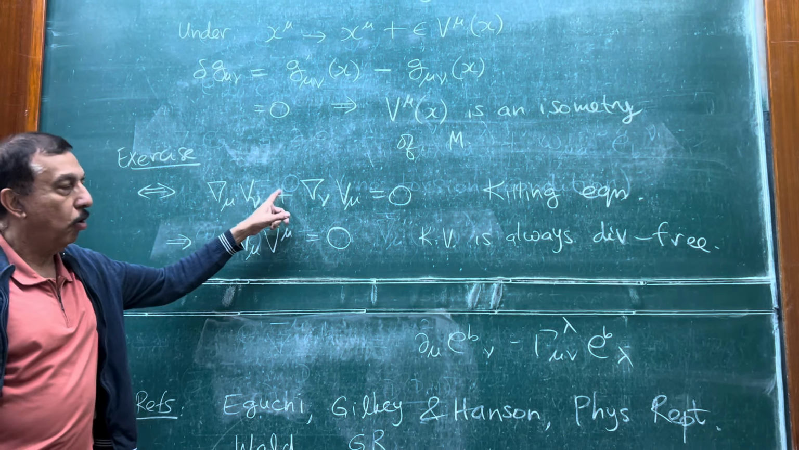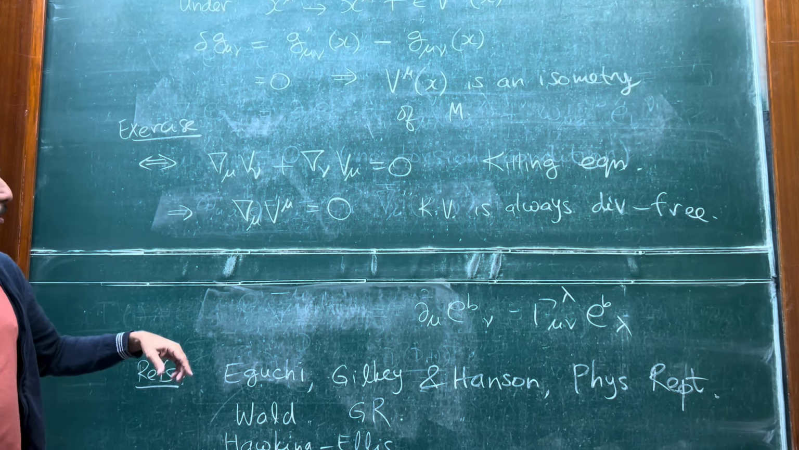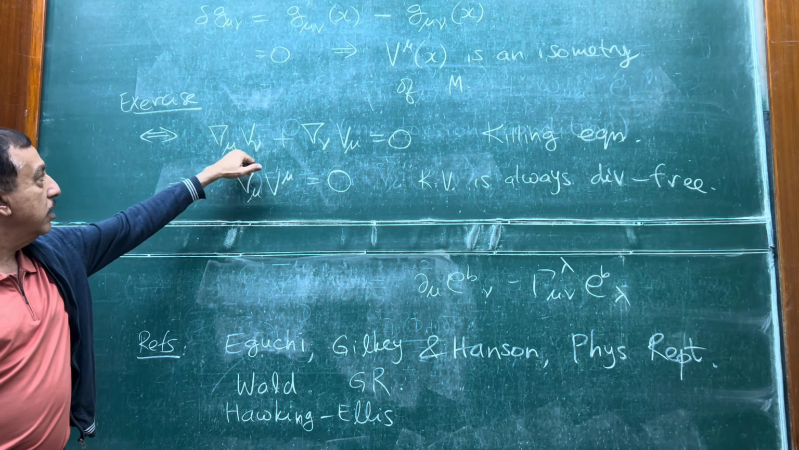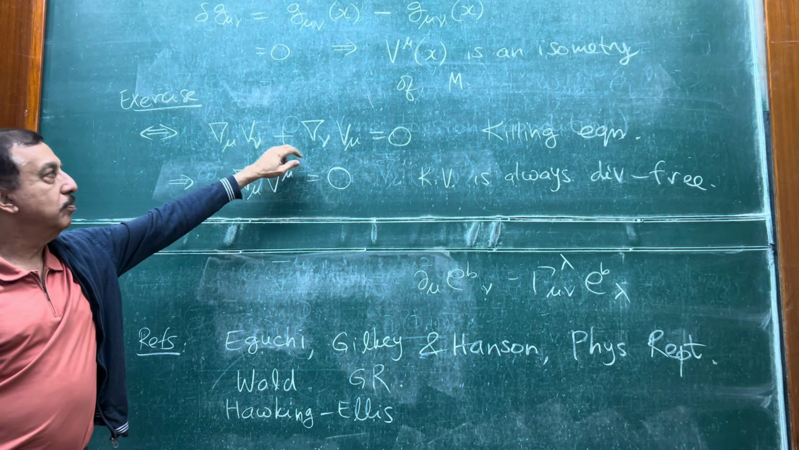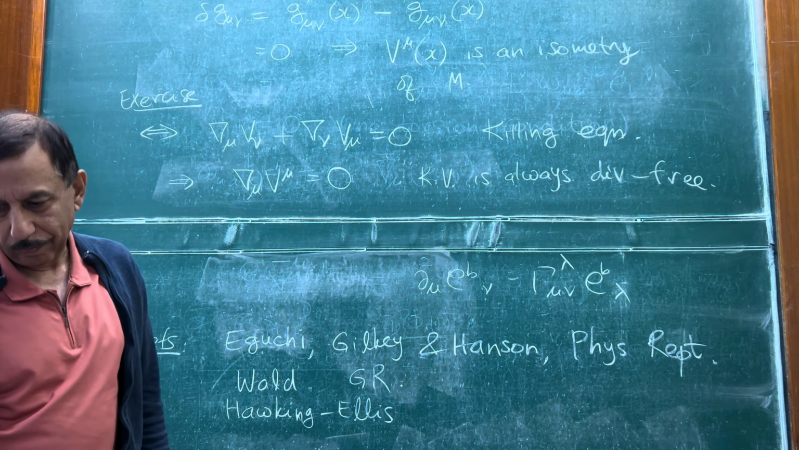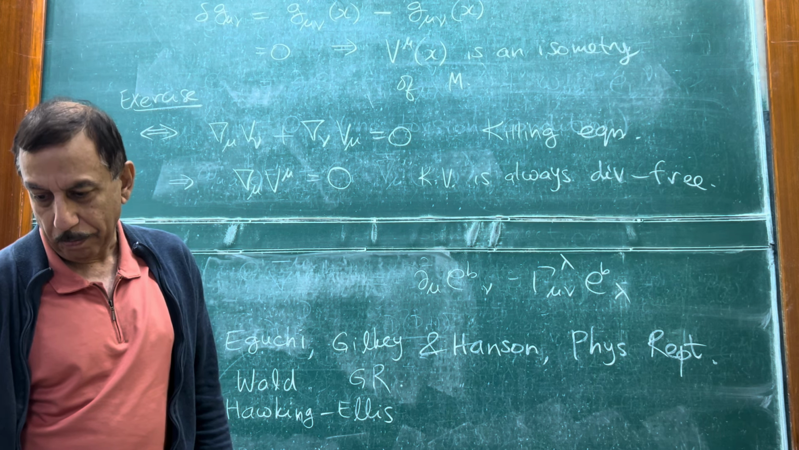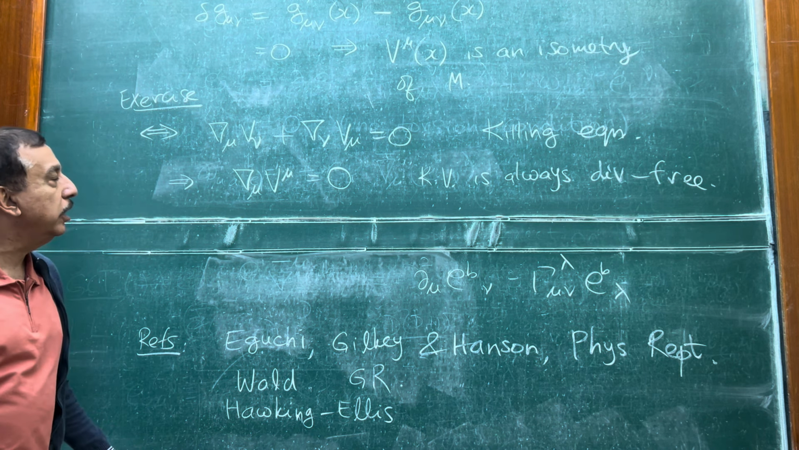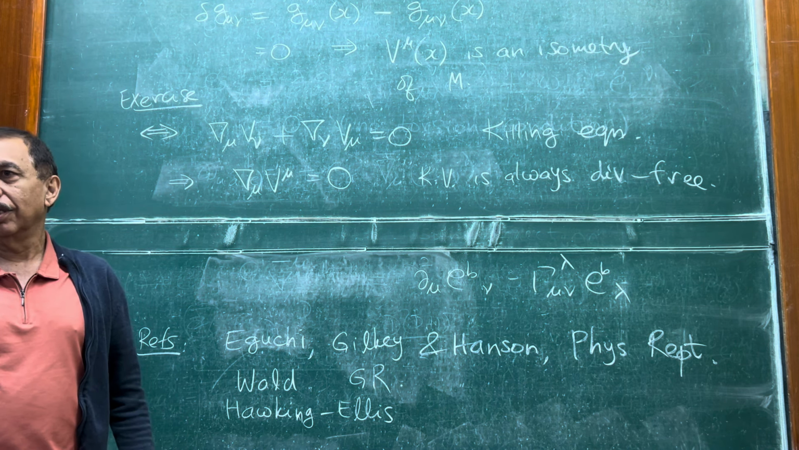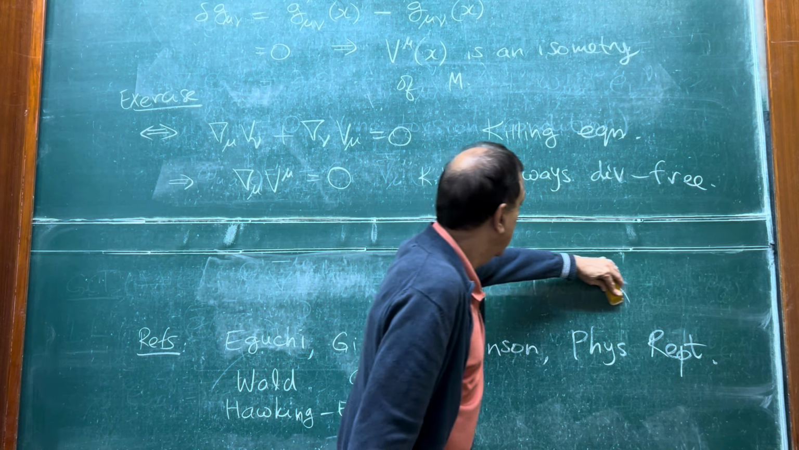But of course, this is a stronger condition. It's not only divergence free. It actually says, weirdly, that this derivative, the gradient along mu of V nu, is minus of the same thing with the indices reversed. It's an important exercise and not totally trivial. So if you haven't done it, you really should do it.